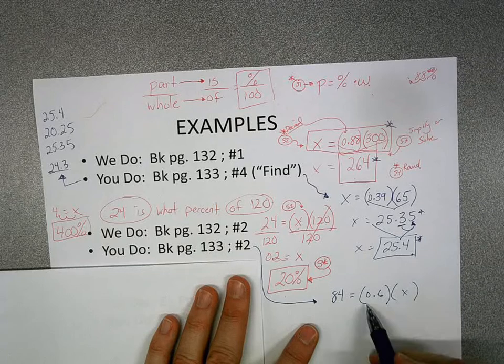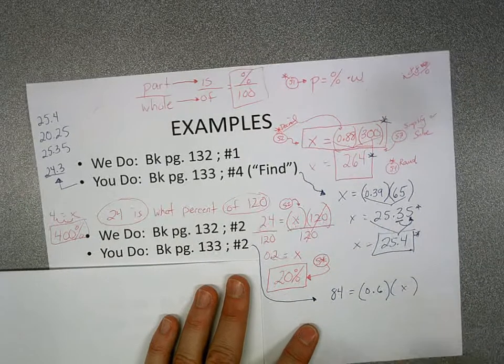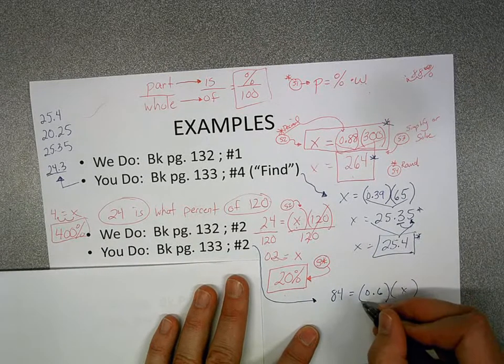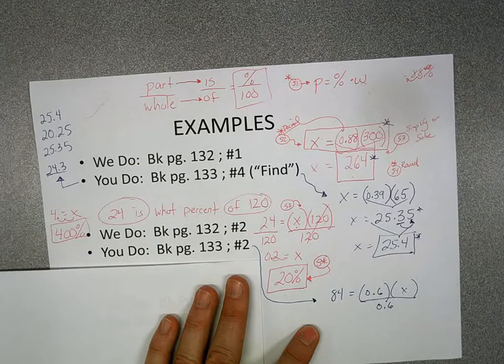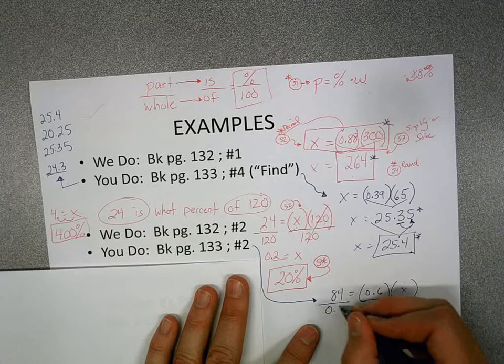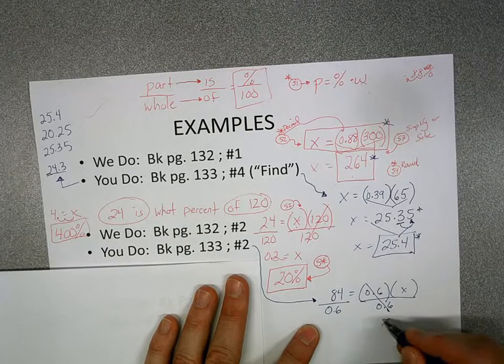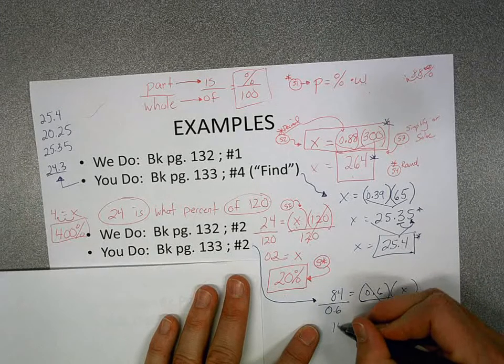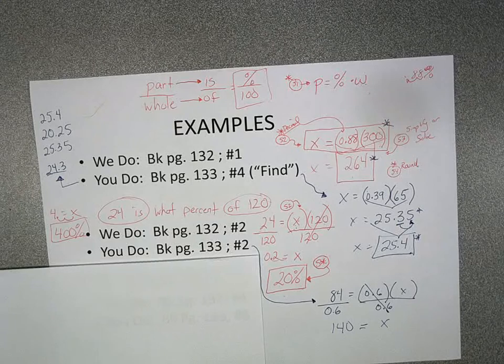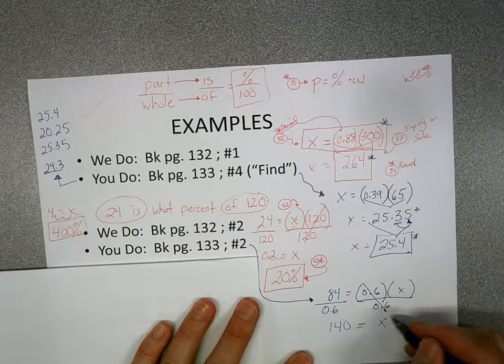So in this case, I have 6/10 times x, which means I have to solve for x. Since they're multiplied, I'm going to do the opposite, the inverse, and divide by 6/10. Whatever I do to one side of the equal sign, I do to the other. That cancels out. I end up with x equals 84 divided by 6/10, which equals 140. Do I move the decimal twice? No. Why not? It's not asking for a percent. Good. So that is my final answer.